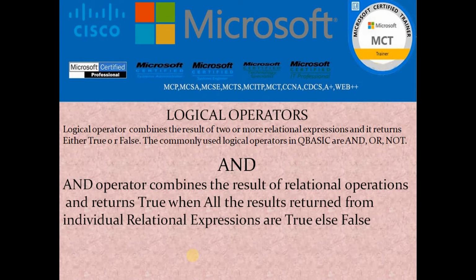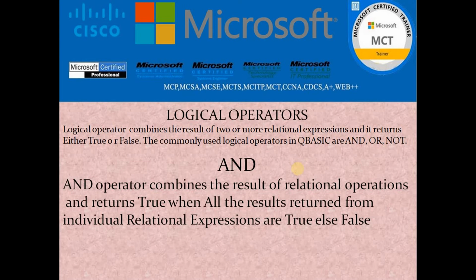So these are simply used to combine the result of two or more relational expressions and return either true or false. Now, the first logical operator that we have in QBASIC is the AND operator. This operator combines the result of relational operations and returns true when all the results returned from the individual relational expressions are true. That means if A is greater than B and A is greater than C, then execute A. Before executing the value of A as the greater one, it's going to compare with the next two variables. That means A should be greater than B, and A should also be greater than C. That means it combines the result of two relational expressions, B and C. So that's why AND is used to give the value true only if both the conditions match as true.